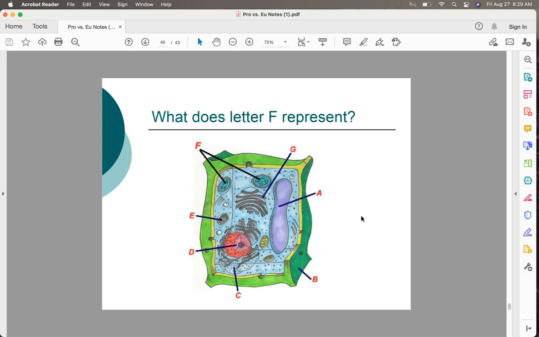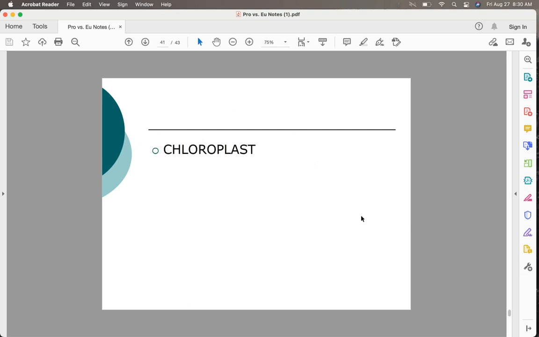What does letter F represent? Letter F. This, to me, looks like a plant cell. One, it's green. Two, it's got an interesting, more rectangular shape. It has a large central vacuole and a nucleus. So what on earth could those little things labeled F be? There are chloroplasts.